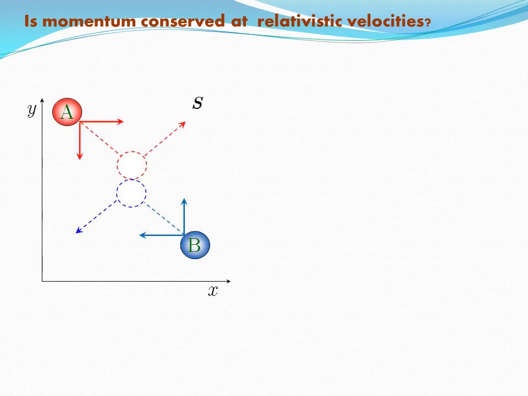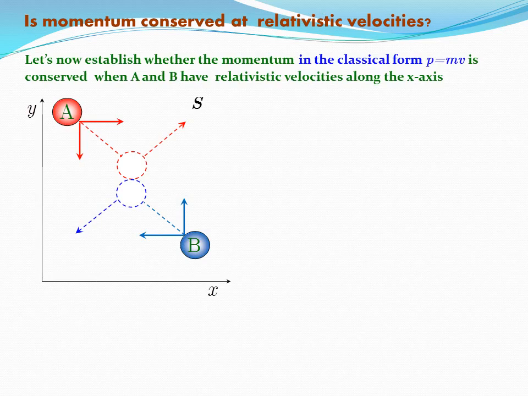We are now ready to answer the question whether momentum is conserved at relativistic velocities. Here we have the same collision. To establish whether the momentum in the classical form p equals mv is conserved, we will now assume that A and B have relativistic velocities along the x-axis.